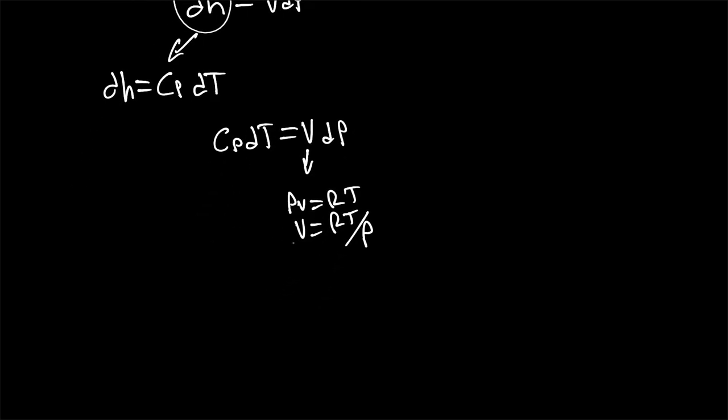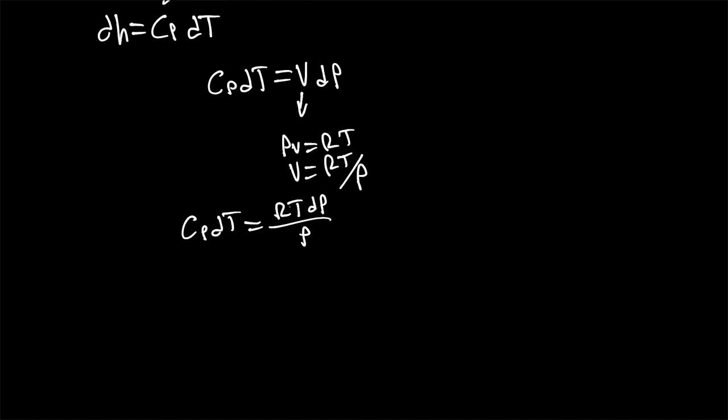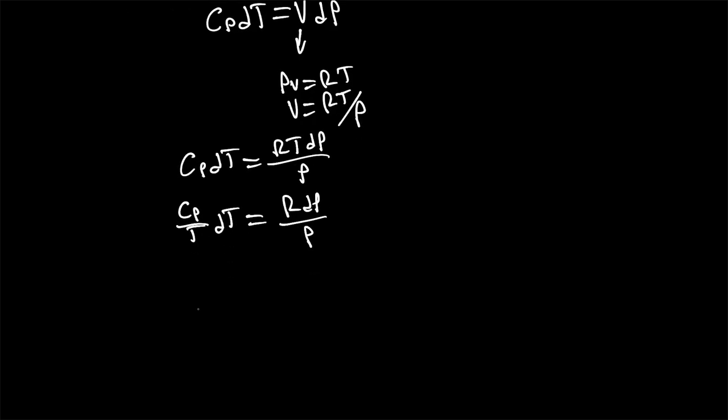And thus we can rearrange this equation, Cp dT equals RT dP over P, and divide both sides by the temperature, we'll get Cp over T dT equals R dP over P. And integrating this, what we find is Cp ln of the temperature is equal to R ln of the pressure.